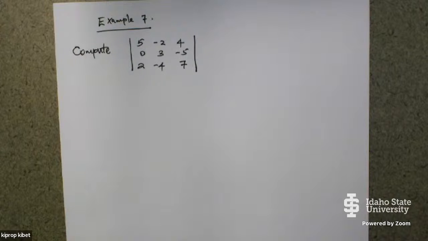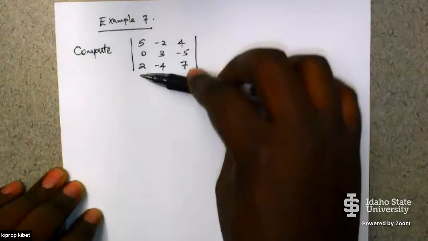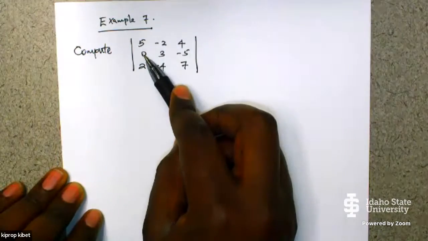Now, how can we get the determinant here? Previously, I gave you a remark where we said we're using the cofactors. Then you look at the row or the column which has as many zeros as possible. So we can actually get the determinant by using the first column here, since we have a 0 here.